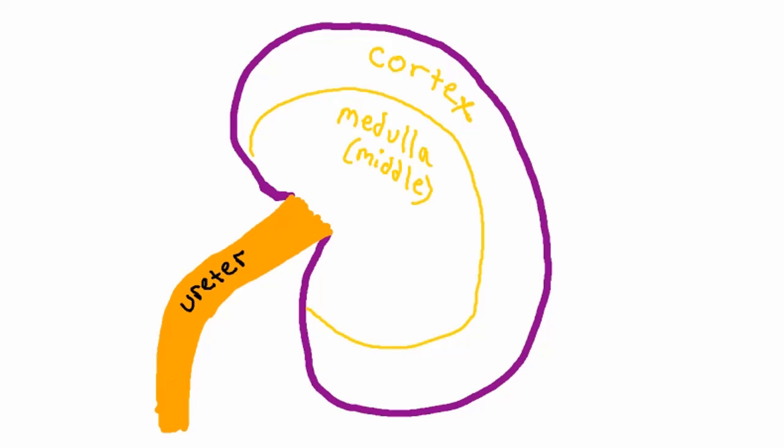And once again, here is the hilum. The hilum is the indention that makes it shaped like a little kidney bean. And the hilum means door, and that's where the renal vein, renal artery, and the ureter come out from.